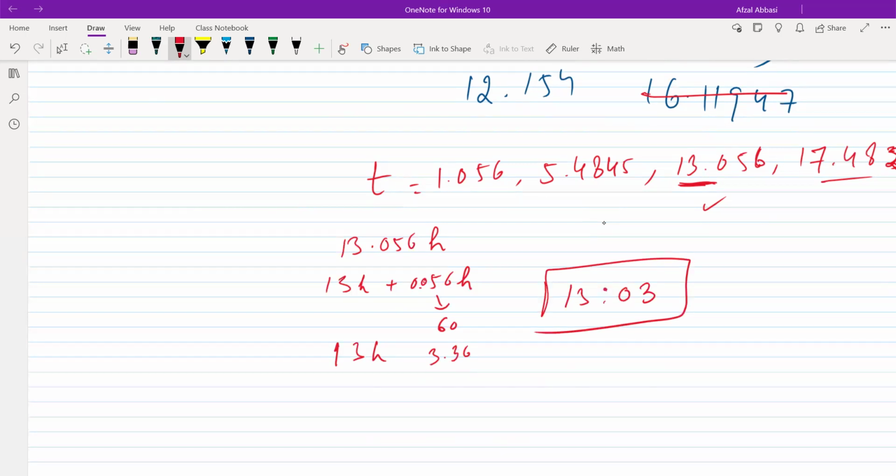So that is the result. That is the answer that we need to mention. So to the nearest minute, this is 3.36 minutes, which means 3 minutes to the nearest minute. So after midday, just 1 hour has passed, which is 13. And then 3 minutes have passed. So 13:03 is our answer. At this time, the depth of the water would be 6 meters.